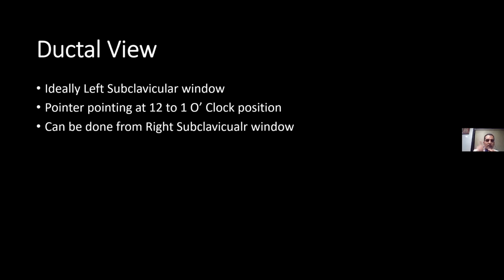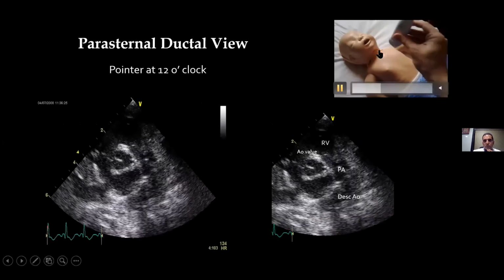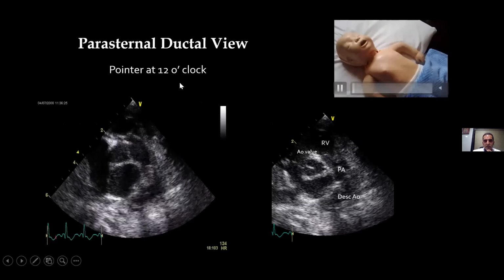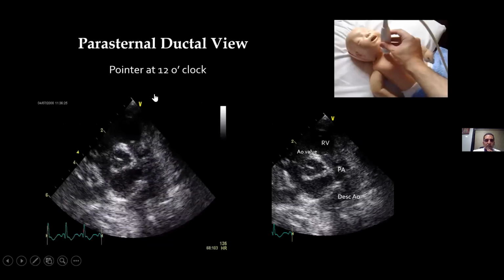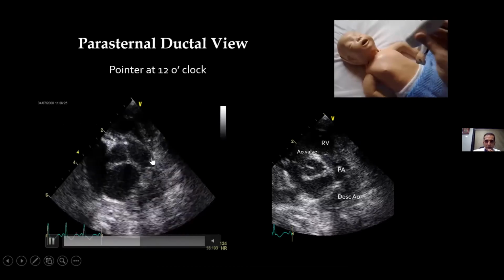But ideally, the ductal view is in the left subclavicular view. You see, now for ductal view, pointer is pointing at 12 to 1 o'clock position. This probe orientation marker is still up. So it is kind of modified short axis view.